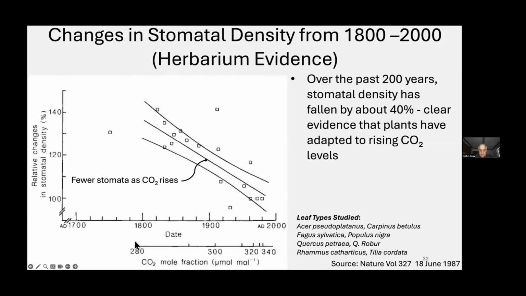And if you go back to the pre-industrial era where values of carbon dioxide were 280 parts per million, and you take it up to the year 2000 where it was closer to 400 parts per million, you can see once again that there's quite a marked decline in the number of stomata.